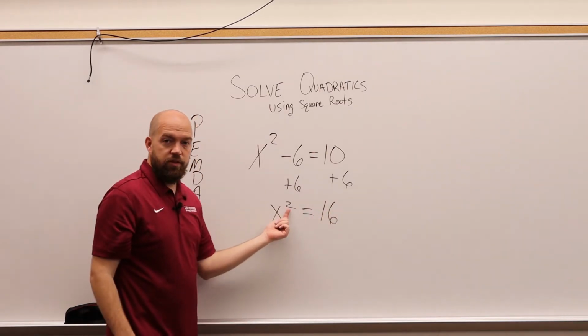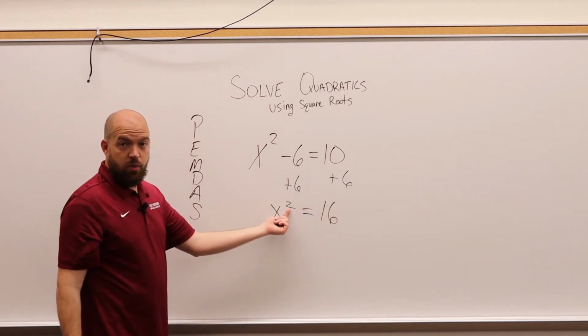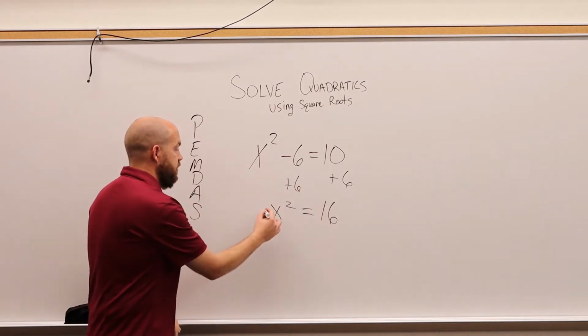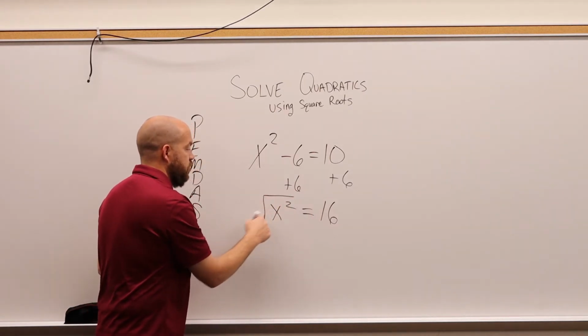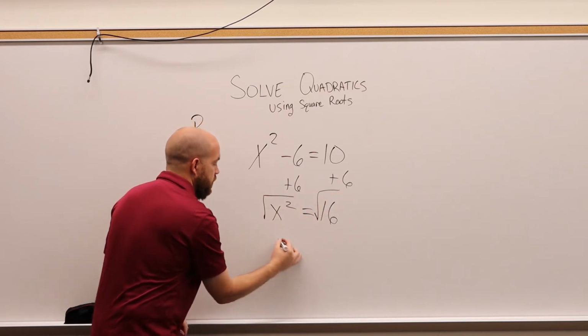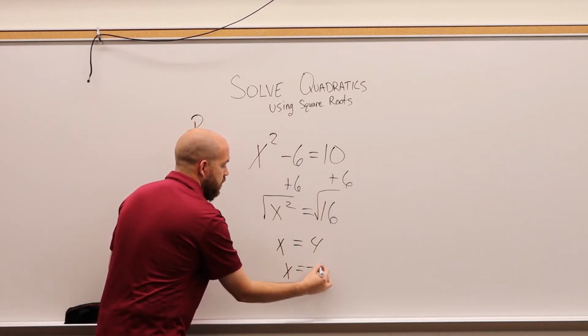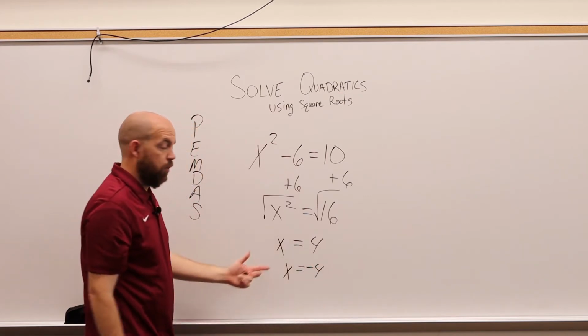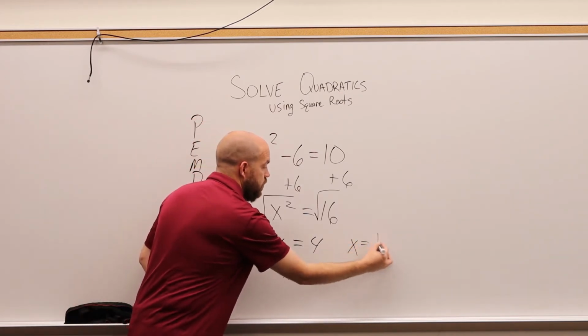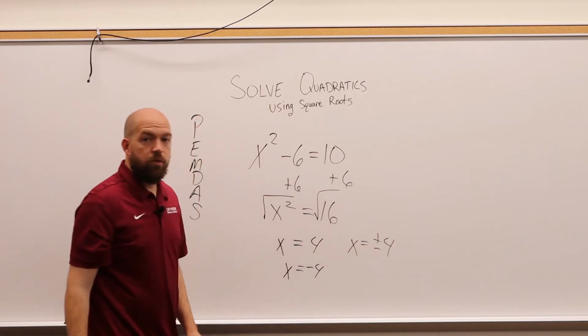Now I'm ready to cancel this exponent. It's a square, so I'm going to take the square root of both sides. And as soon as I take the square root of a square, I know there's two answers. So I need to say x equals +4 and x equals -4. If you want to write it together, you could have said x equals plus or minus 4.